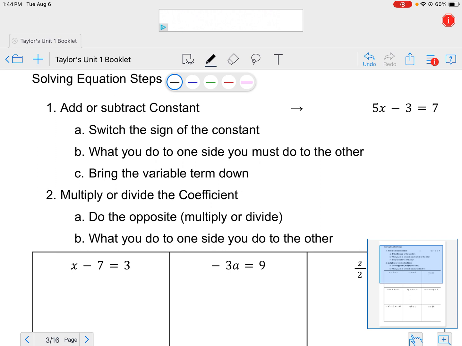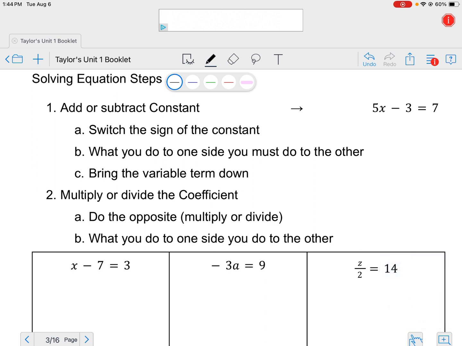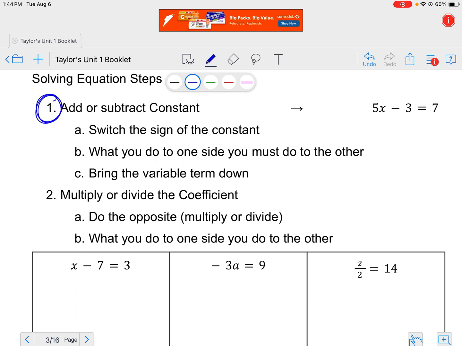All right, so now we're going to solve equations. Our first step is always going to be to add or subtract our constant term, which is the term that does not have the variable. And then our final step is almost always going to be multiply or divide by our coefficient. So I'm going to do our first step in blue, and I'm going to do our second step in green.